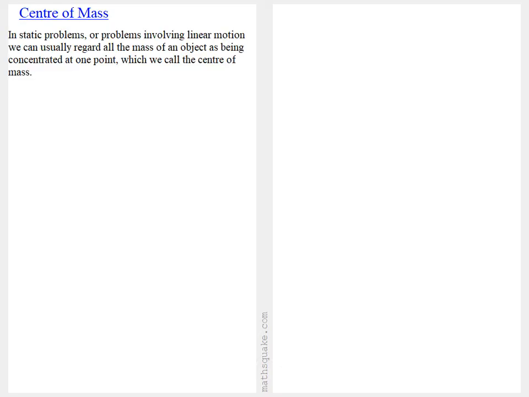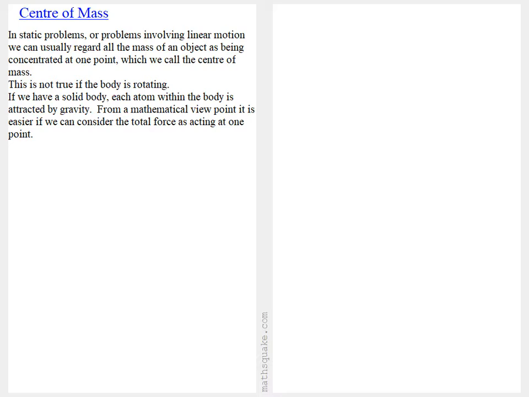In static problems or problems involving linear motion, we can usually regard all the mass of an object as being concentrated at one point, which we call the centre of mass. Now this is not true if the body is rotating. If we have a solid body, each atom within the body is attracted by gravity. From a mathematical viewpoint, it's easier if we can consider the total force as acting at one point.